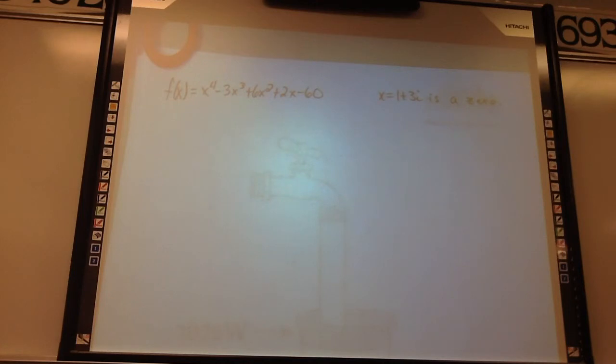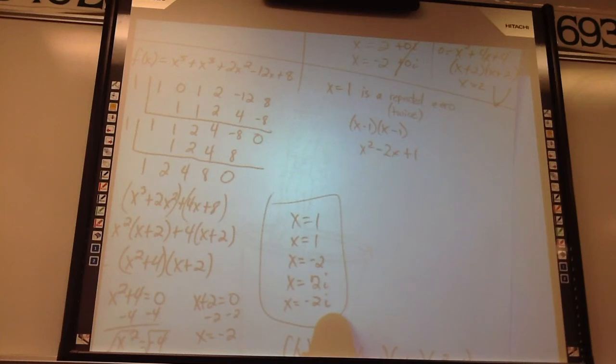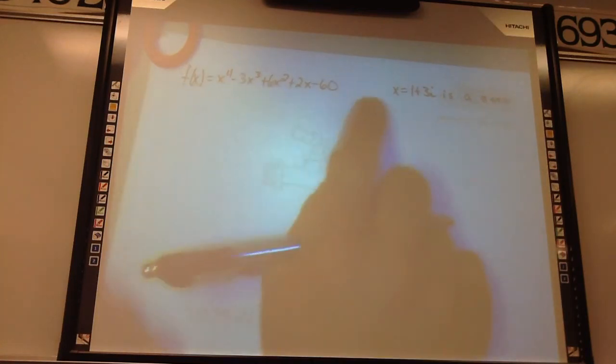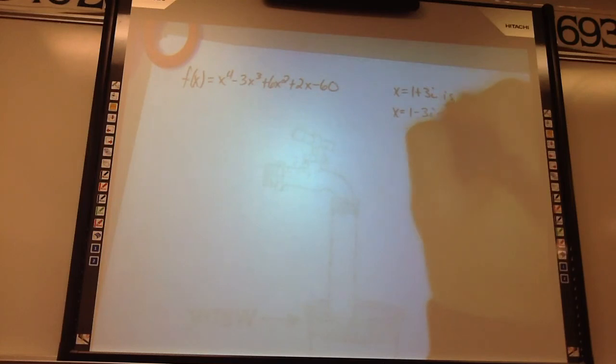Just like we had over here, we had 2i and negative 2i. That'll always happen. If you've got one complex number, you'll always have the conjugate as another one. So if I tell you x equals 1 plus 3i is a 0, you can't do synthetic division with a complex number. You can't do long division with a complex number. Because how are you going to divide by i? It's not going to happen. But you do know that 1 minus 3i is another one, right? Because I just said they occur in conjugate pairs.